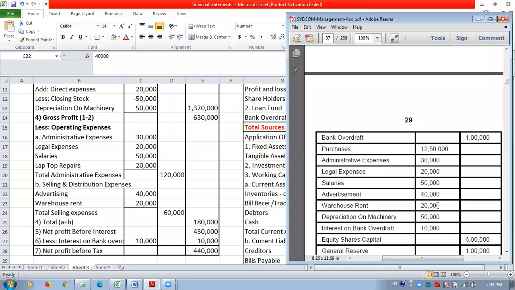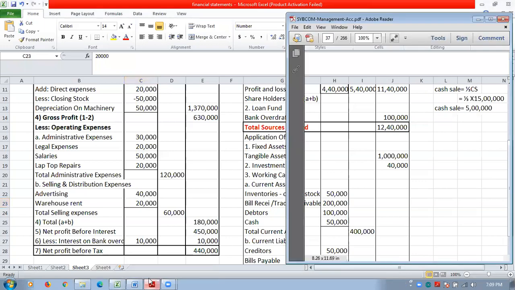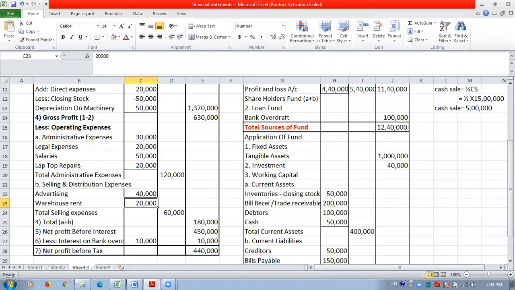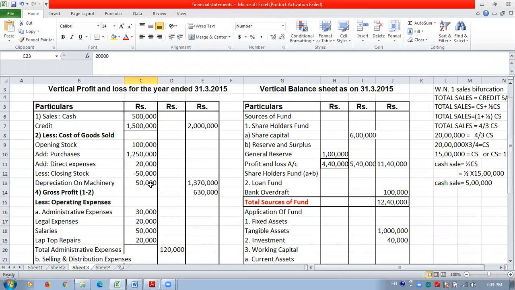That's why this warehouse rent is stated under selling and distribution expenses. So that's why 20,000 appears here under selling and distribution expenses as a warehouse rent. Then the depreciation on machinery. Machinery is essential for production, so 50,000 depreciation on machinery is concerned with the cost of production. So under the cost of goods sold head, depreciation on machinery is written 50,000.